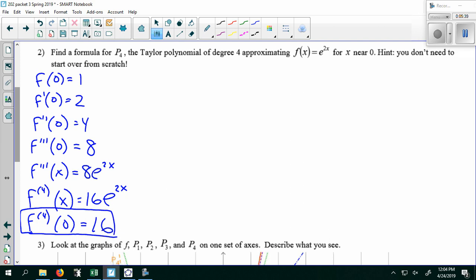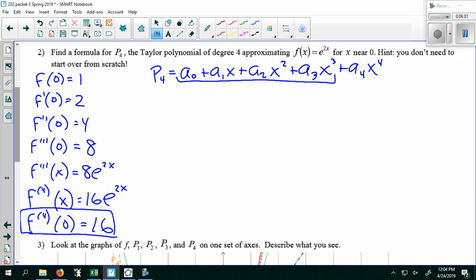And then I need to set that equal to the fourth derivative of P4. So P4 is going to be a naught plus a1x plus a2x squared plus a3x cubed plus a4x to the fourth. Now, the first three terms are set, right? I figured those out when I did P3. So this part is done. I already know that a naught is 1, a1 is 2, a2 is 2, and a3 is 4/3. I just have to figure out what a4 is.